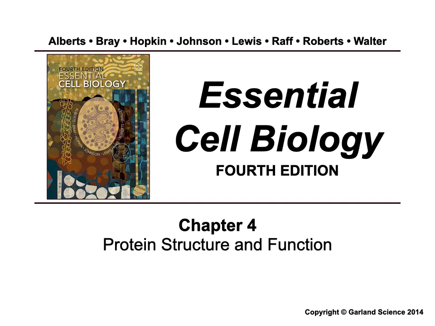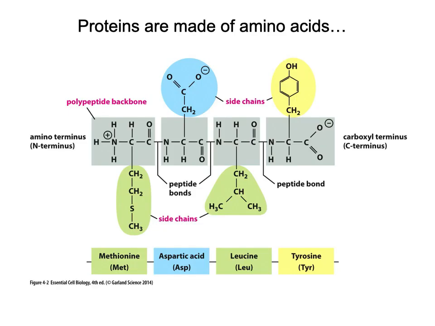Okay, so for these lecture slides, we'll be looking at Chapter 4, Protein Structure and Function. So proteins are made up of amino acids. As this figure shows, we can see that there's a conserved region of the amino acids. And that conserved region we see here in this gray box, those are going to be linked together through peptide bonds. And this is going to create this polypeptide backbone.